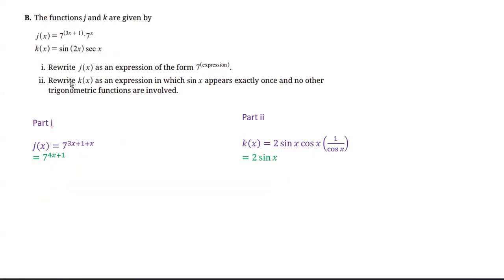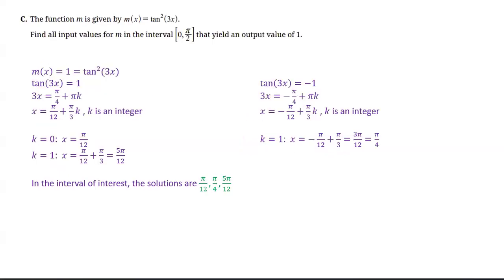And for part 2, we write k of x as an expression in which sine x appears exactly once and no other trig functions are involved. So we just need to use the identity sine 2x is equal to 2 sine x cosine x. And secant, we can, by definition or identity, rewrite it as 1 over cosine x. These two cosines cancel, so we're left with 2 sine x. Pretty simple. We just have to know these two identities, okay?